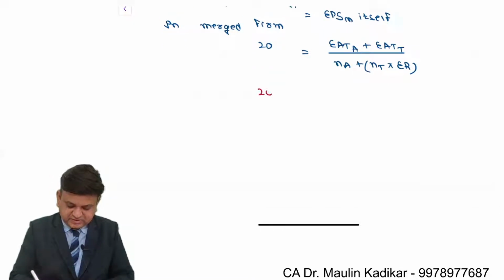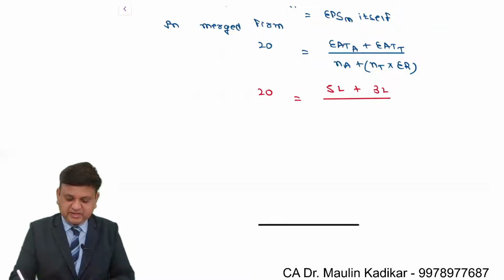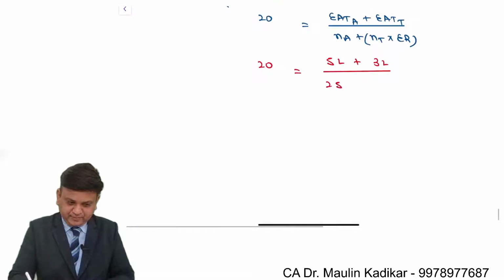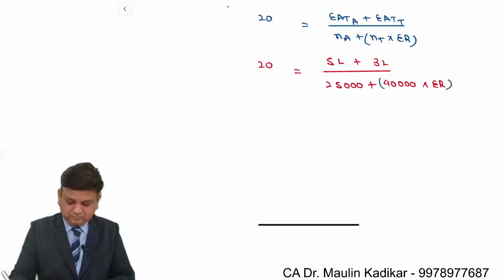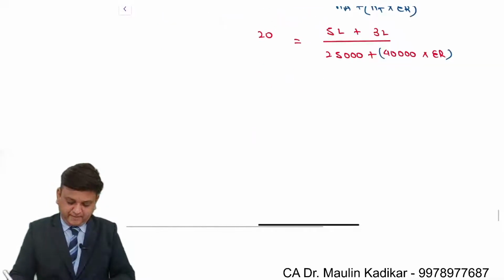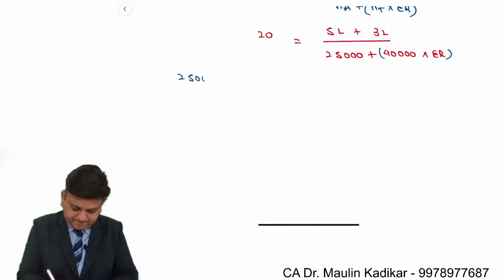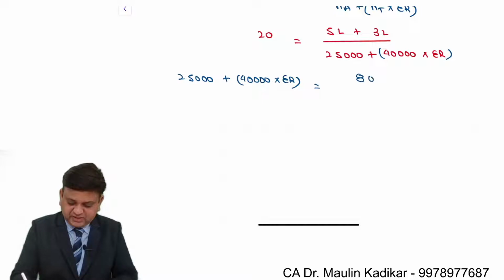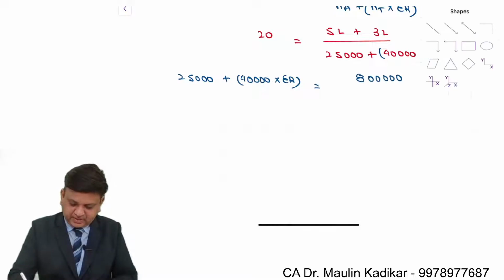So over here this is 20 once again. Earning after taxes of A is 5 lakhs. For T it is 3 lakhs. Number of shares of the acquiring company is 25,000. For the target company it is 40,000 into exchange ratio. Now 25,000 plus 40,000 exchange ratio will be transferred on the left hand side, is equal to numerator 8 lakhs divided by 20.